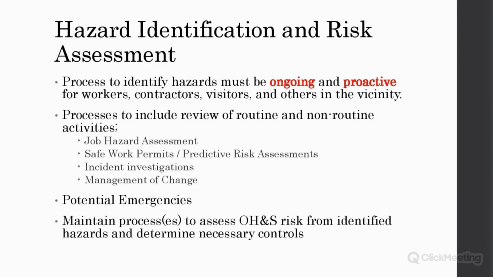And the standard says you must identify hazards. The process must be ongoing and proactive. It's got to cover workers, contractors, visitors. It's got to include potential emergencies. And if you look at the standard itself under 612, there's a section on hazard identification and another section on risk assessment. So once you identify a hazard, you're then obligated to assess the risk. And how you choose to document that is completely up to you, the organization.